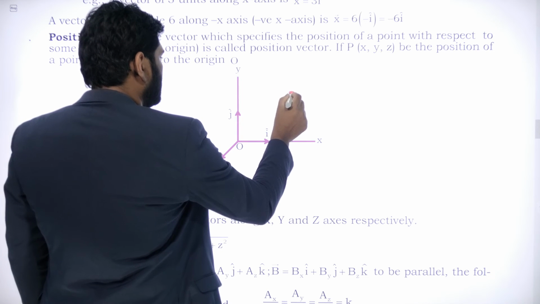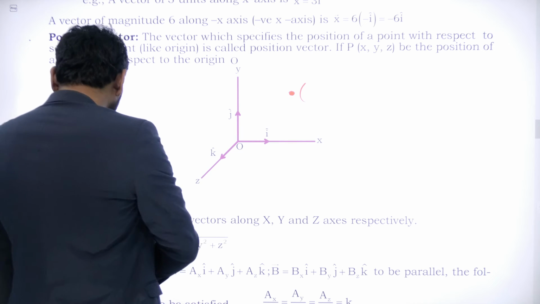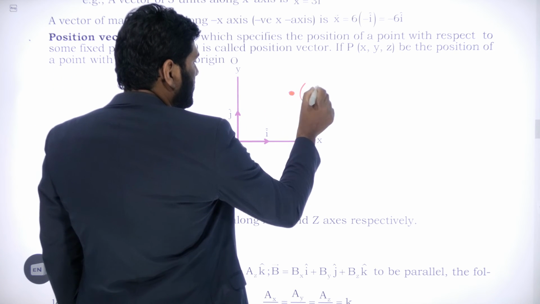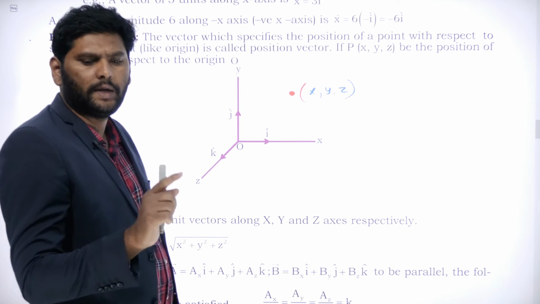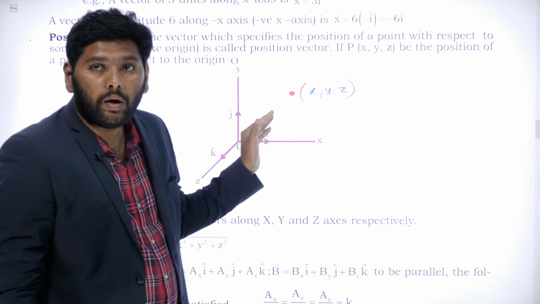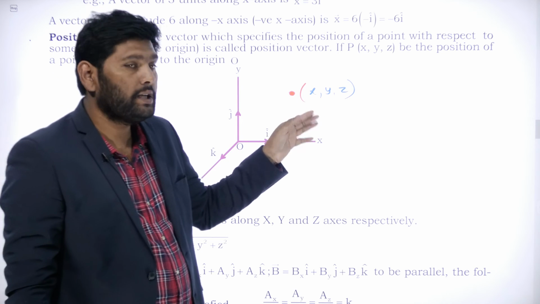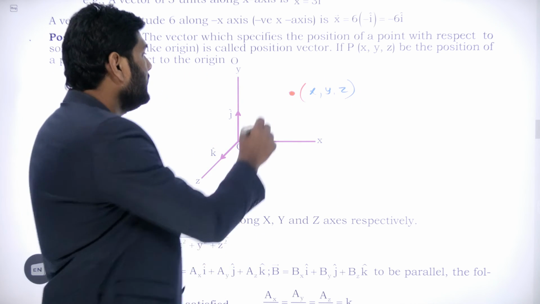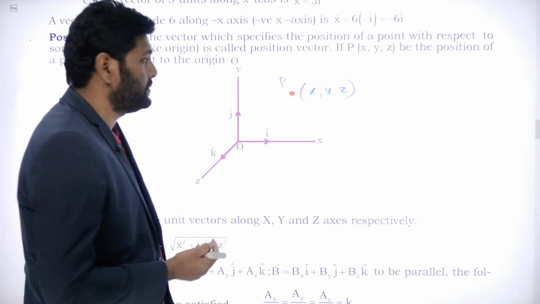If this is a point, the coordinates of this point are x, y, z. What is the meaning of these coordinates x, y, z? Here x means this point has a displacement x in the x direction, y displacement in the y direction, and z displacement in the z direction. Then how do you represent this point? Let us name it P. I want the position vector of P.